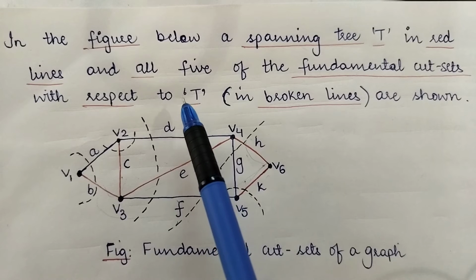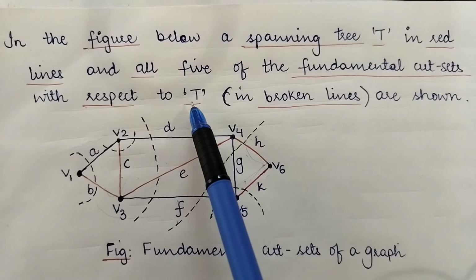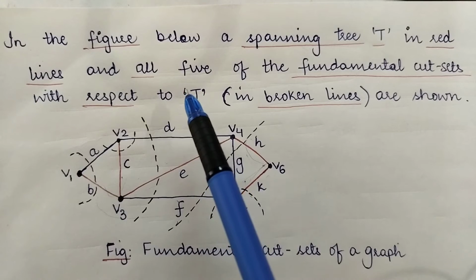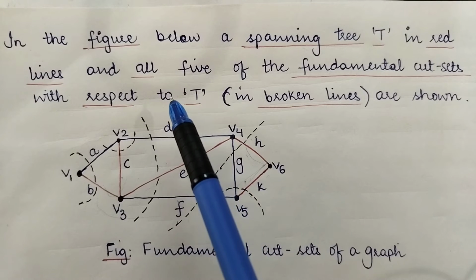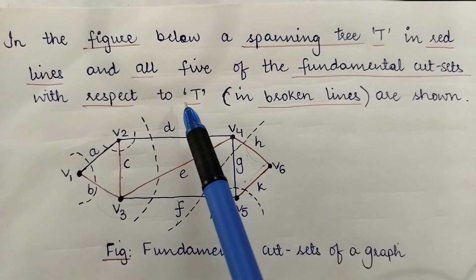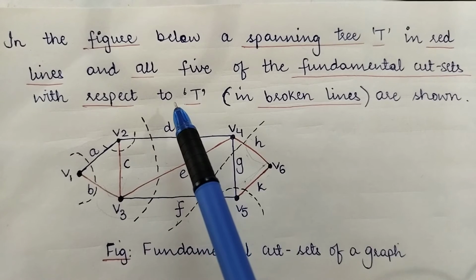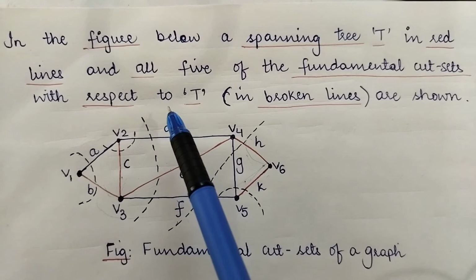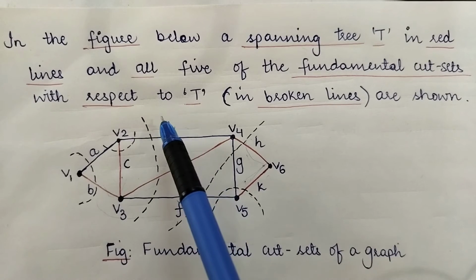In order to have a fundamental cut set, you need to have a spanning tree, because the very definition of fundamental cut set, in simple language, says such a collection of edges which involves one branch of the spanning tree and the rest all are the chords with respect to the spanning tree, and which divides the connected graph into 2 separate components, is a fundamental cut set.